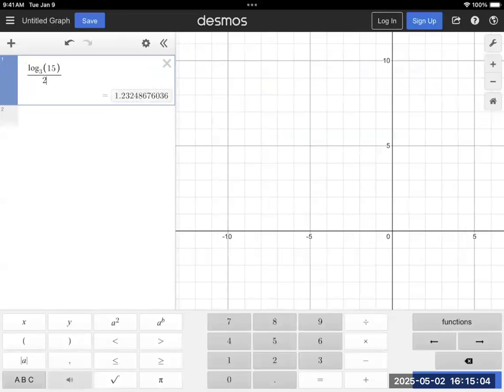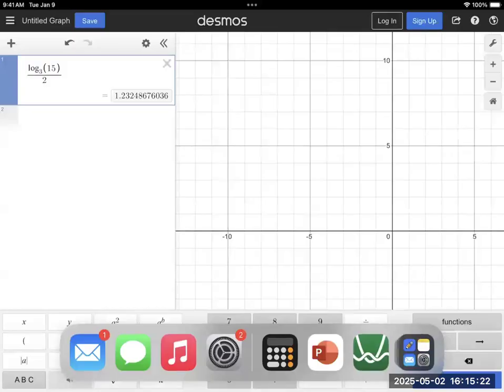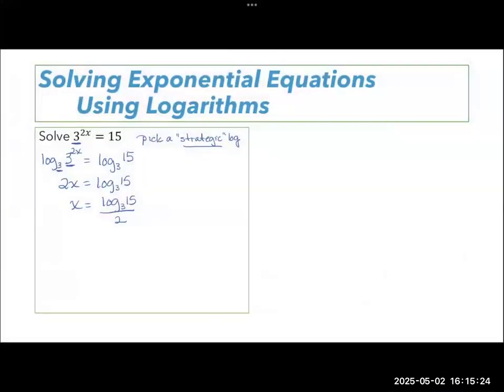And you can see, because you didn't set it up as y equals something, you're not getting a graph of this, you're just getting the answer, which is 1.232. We usually go about 3 decimal places with these answers. So 1.232 is what we would want for our answer. So approximately 1.232.